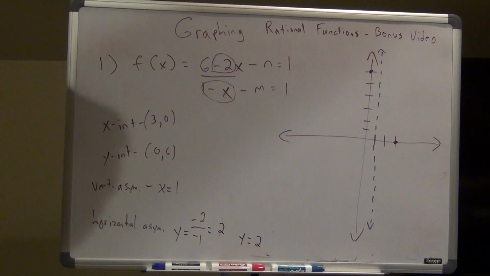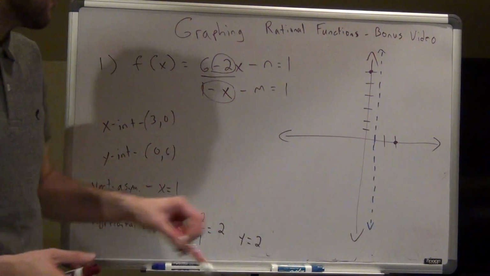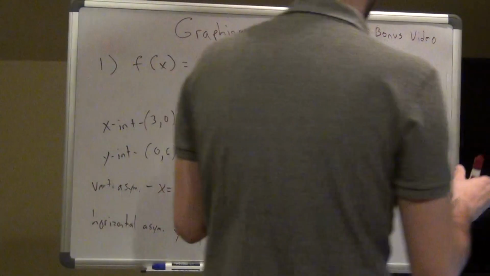Okay? So our horizontal asymptote here is y equals 2. So what I'm going to do is draw my horizontal asymptote. It's going to be a dotted line at y equals 2.